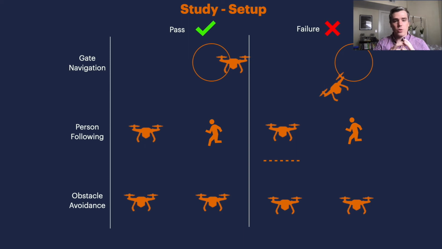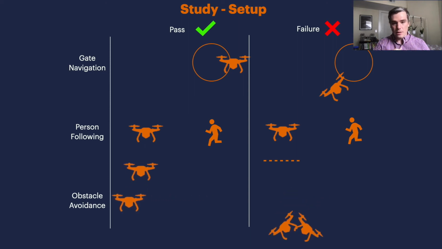The final scenario was obstacle avoidance, where one drone was tasked with avoiding another. The drones were placed 2.5 meters apart, and we had the second drone fly towards the first drone at both 1 meter per second as well as 0.5 meter per second. And this indirectly varied the time the first drone had to detect the incoming drone, determine if it was going to collide, and then avoid it.